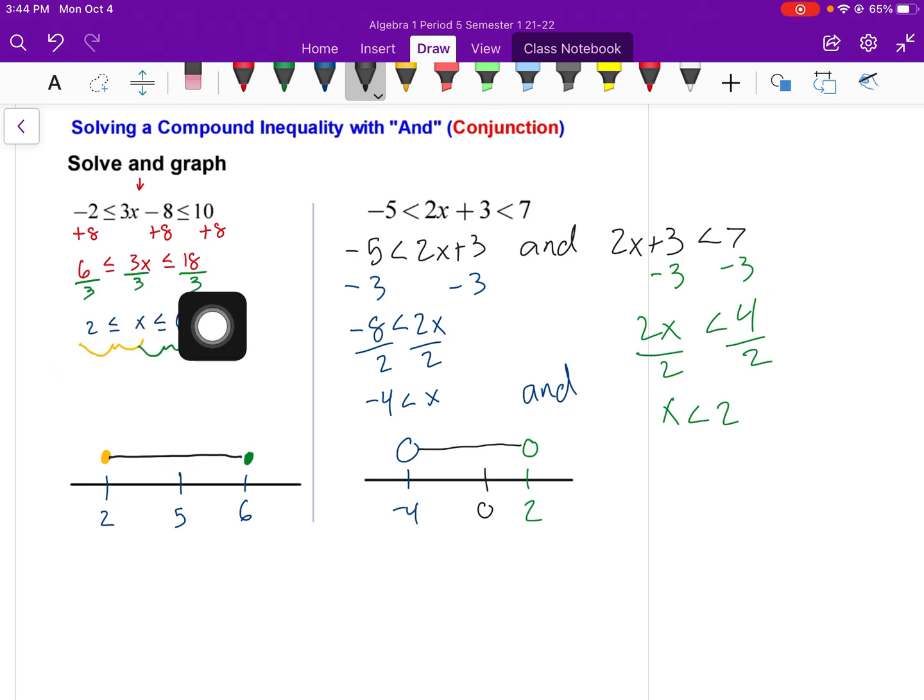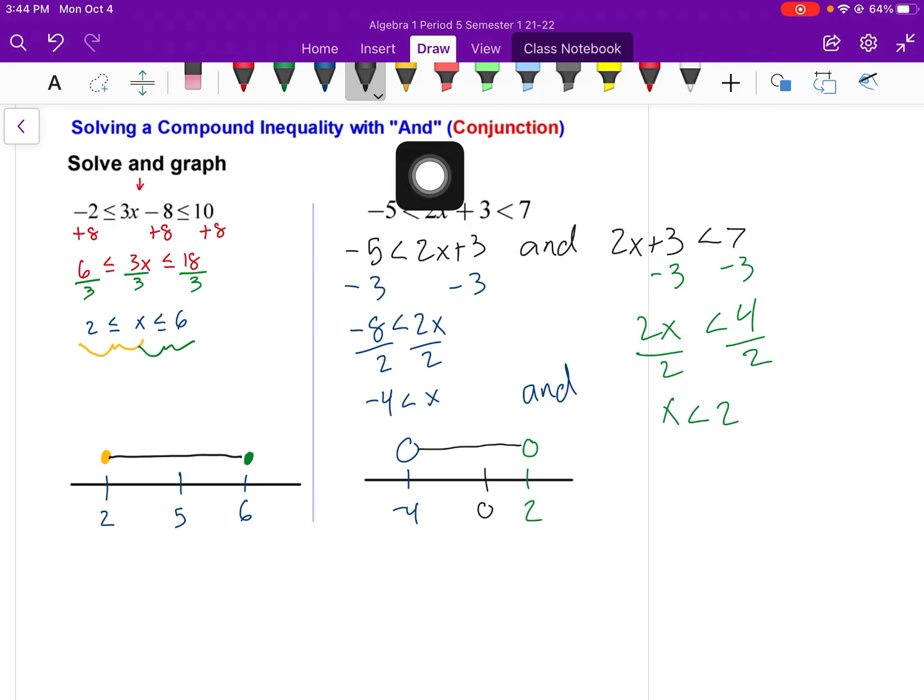The con is every year students forget that they're supposed to do it to all 3 parts. If you only do it to 2 parts, it's going to give you at least 1 wrong answer, so you've got to be careful. Pro with just and thing in the middle, you connect the dots. When you connect the dots, you're good to go.